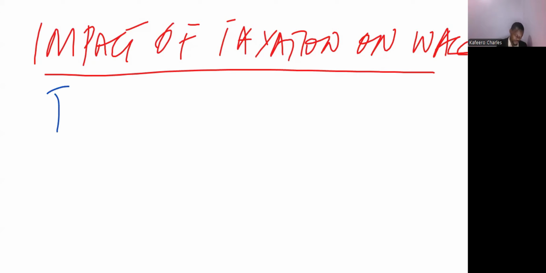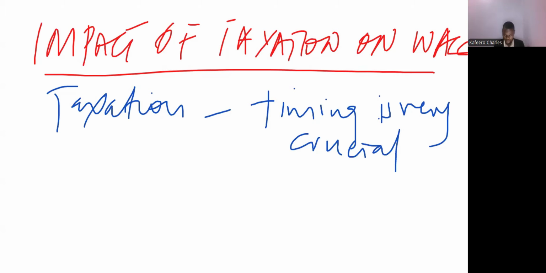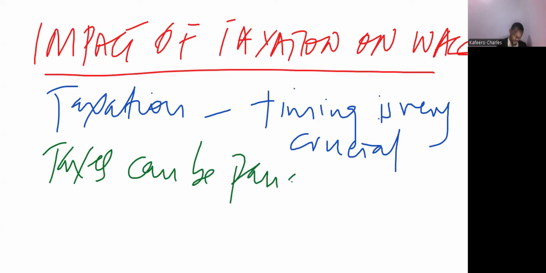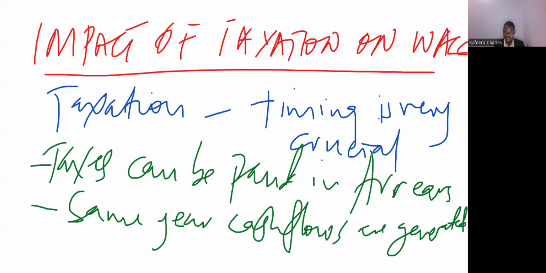When you have things to do with taxation, we need to make sure that we understand that the timing is very crucial, because most of the times we have issues that taxes can be paid in arrears, or taxes can be paid in the same year cash flows are generated. So if these are two ways, the taxes can be paid in arrears, meaning the tax for this year will be paid in next year. That is paying in arrears.